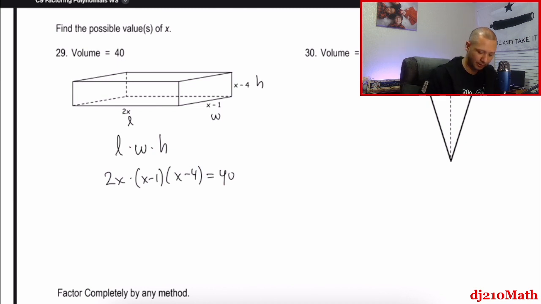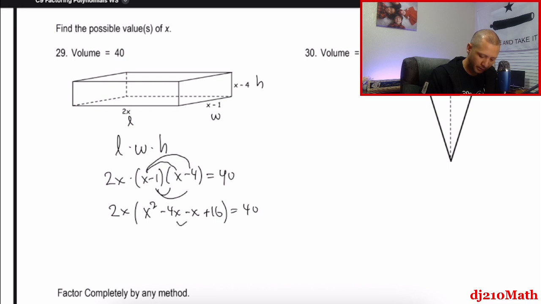Okay, let's expand all this out, right? So this is going to be x squared, negative 4x, negative x, positive 16. And all that's going to get multiplied by 2x, still equal to 40. So we actually can turn this into negative 5x.